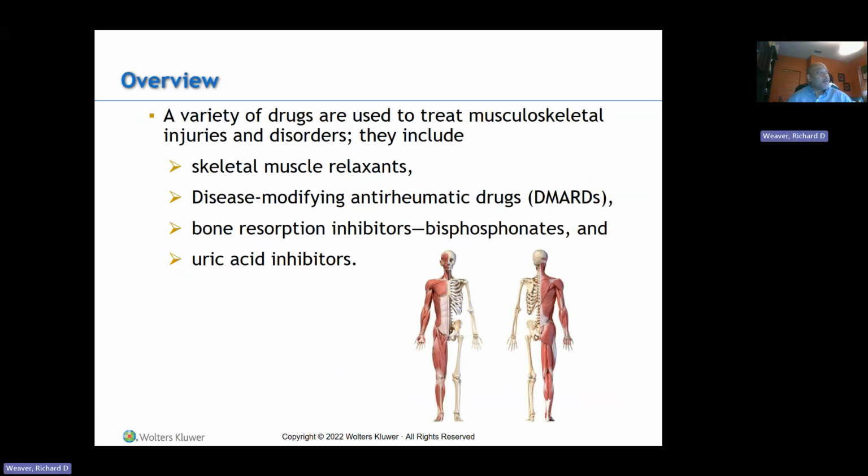There are many drugs that are used to manage musculoskeletal injuries as well as disorders. Those drugs would include skeletal muscle relaxants, disease-modifying anti-rheumatic drugs, bone resorption inhibitors, and more specifically the bisphosphonates, as well as the uric acid inhibitors. And much of this we have already, I won't say much of it, but you more or less got an introduction to these drugs when we discussed the med surge part of this.